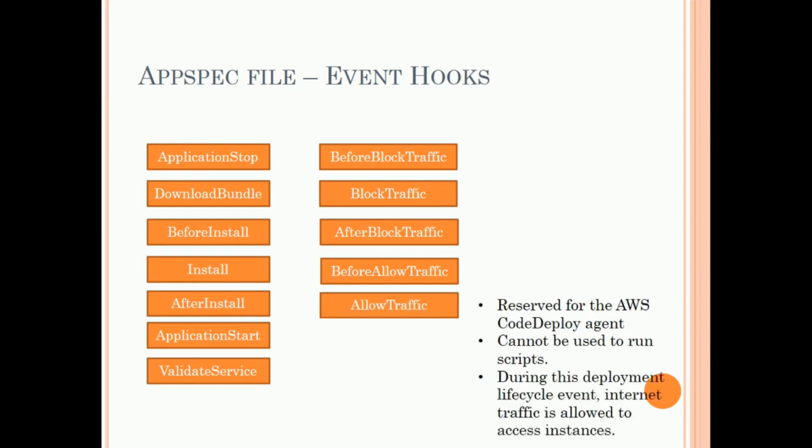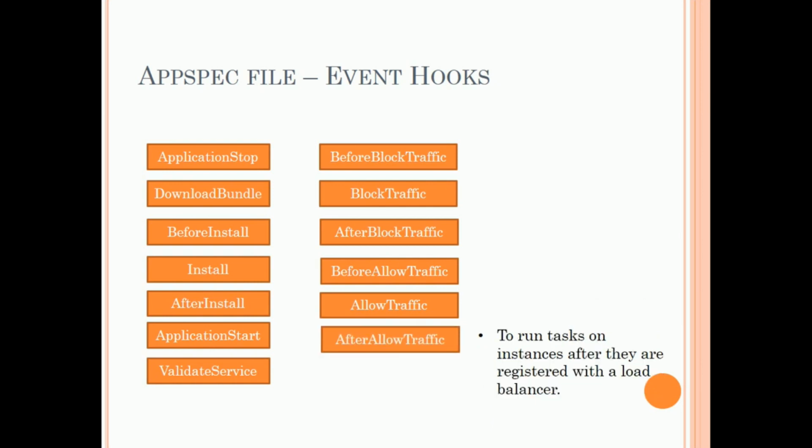The next is AllowTraffic. AllowTraffic is also the same as the previous one, and it is also reserved for the AWS CodeDeploy agent. So we cannot use this event hook to run our scripts. During this deployment lifecycle event, internet traffic is allowed to access the instances. The next is AfterAllowTraffic. During this deployment lifecycle event, we can describe tasks on instances after they are registered with a load balancer. So these are all the deployment lifecycle event hooks we can use in our AppSpec file whenever we need them.